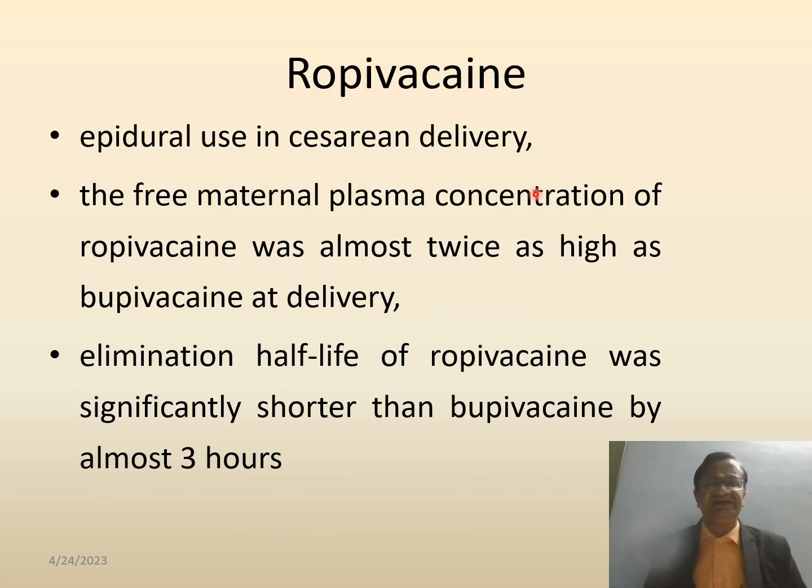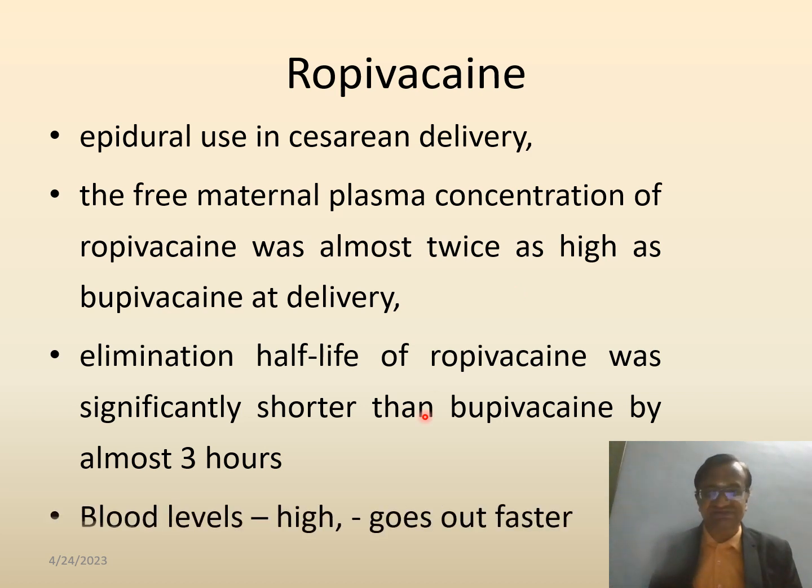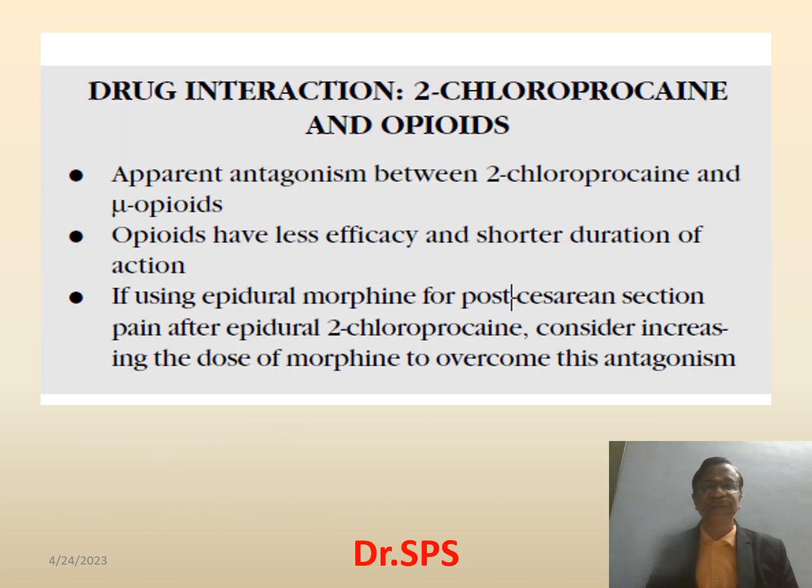Epidural use in cesarean delivery. The fetal free maternal plasma concentration of ropivacaine was almost twice that of bupivacaine in delivery. Elimination half-life was significantly shorter than bupivacaine. Concentration high, but elimination half-life is shorter. So there is not much of a difference. Blood levels high, but it goes out fast.